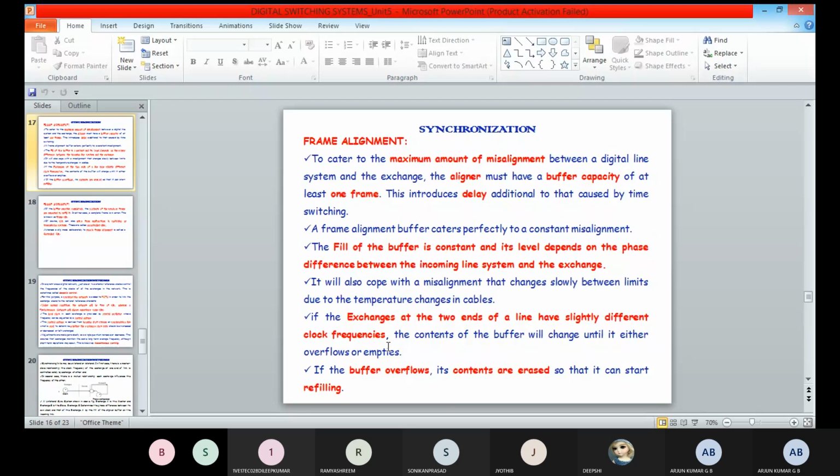After that, one more important thing we discussed: I gave a brief introduction about synchronization. Synchronization means, see, we have different types of call processing: intra or inter, incoming or outgoing call.